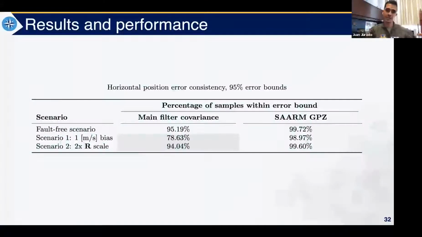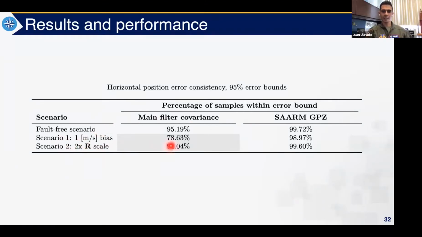And then when we look at the GPZ in these scenarios, again, this is all based on the Monte Carlo. When we have fault-free, the main filter covariance, of course, is consistent. It matches the 95% expected value. For the SARM GPZ, because we're doing a union, we actually don't mind if the GPZ is larger than 95%. We just want to make sure it's not less than 95%. Again, just like the probability of false alarm, we don't mind if it's less. We just don't want it to be more than what the user expects.